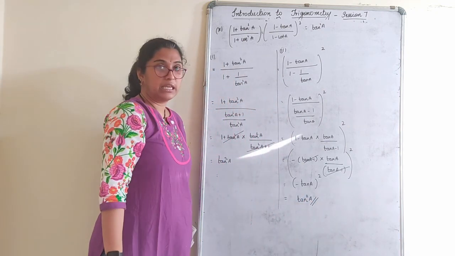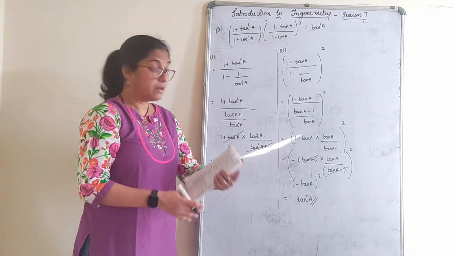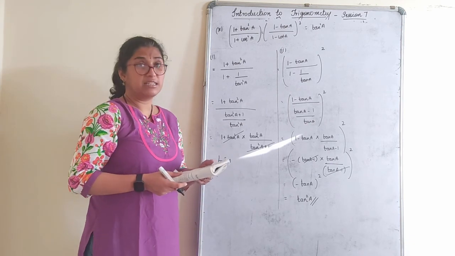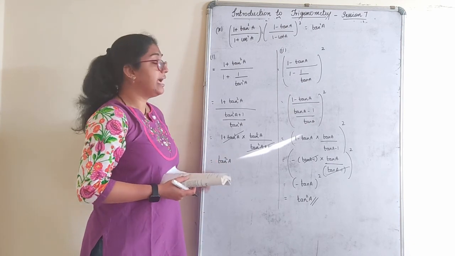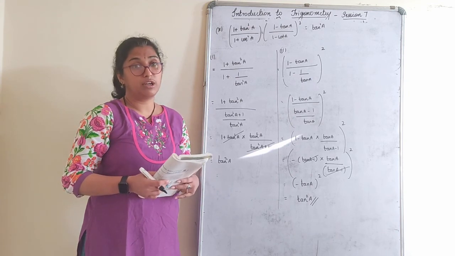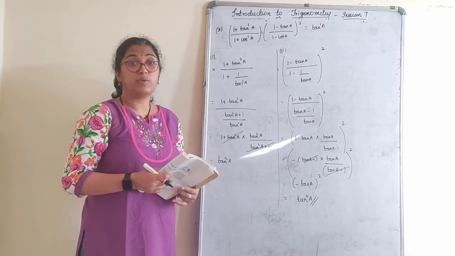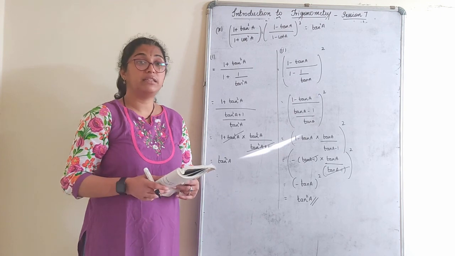Right? So, there we complete the exercise on trigonometric identities and the chapter introduction to trigonometry. Please practice the sums as well as the worked examples also given in the assignment.